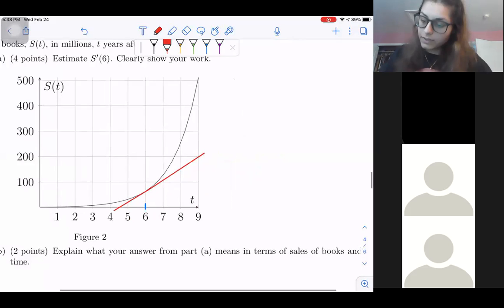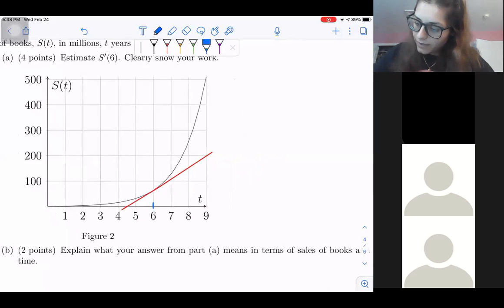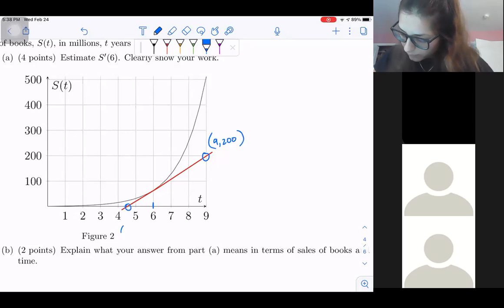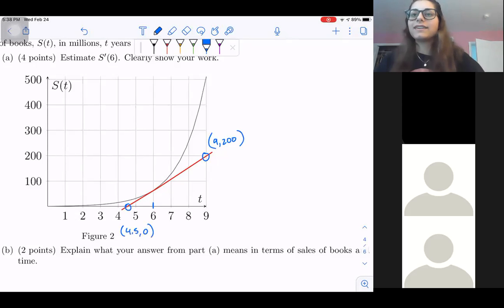So let me just choose 2 points off this. I'm going to choose 2 easy points. Right here, I have 9, 200. And down here, I have 4.5 and 0. You can use any 2 points you want. Another good one might be 7 and 100, although that's a little off. But I try to look for the intersecting points or just ones that look easy to estimate.